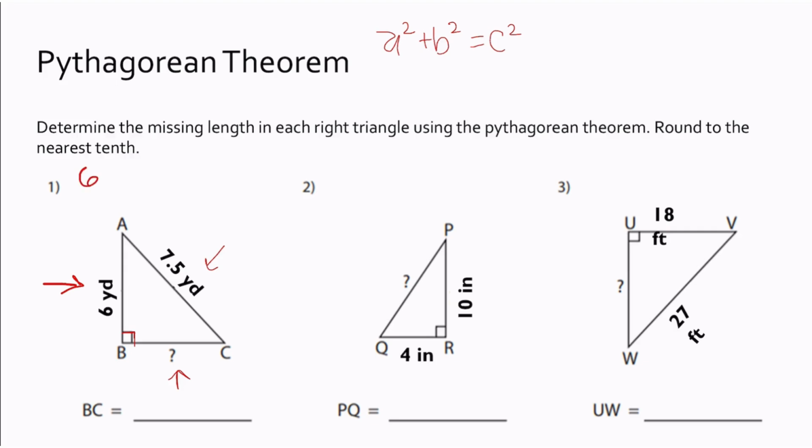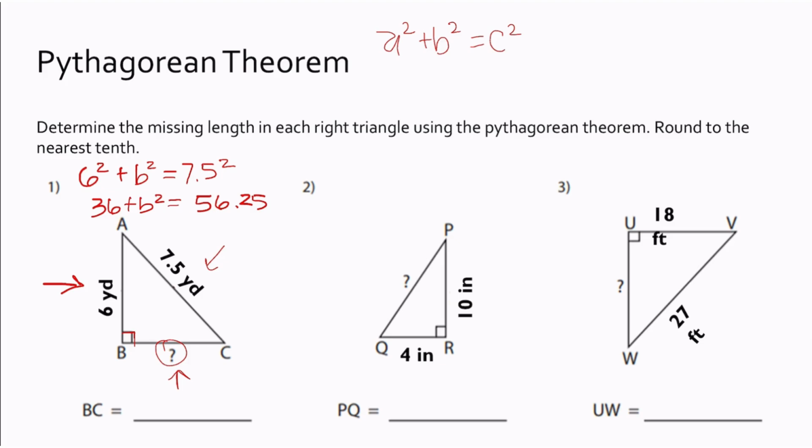So I have 6 squared plus, I don't know what this is, so I'm going to keep it as b squared, equals 7.5 squared. And I know that 6 squared is 36 plus b squared equals 56.25.